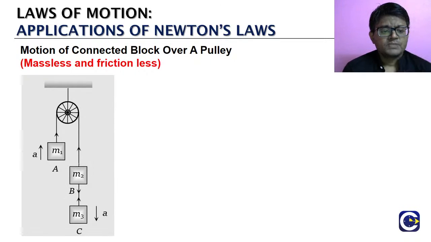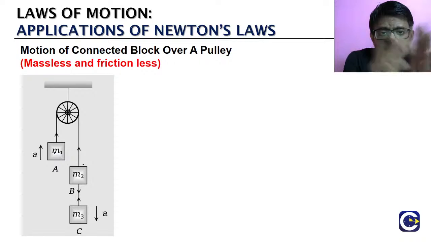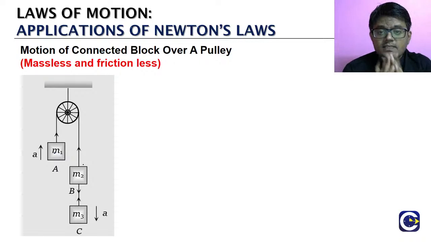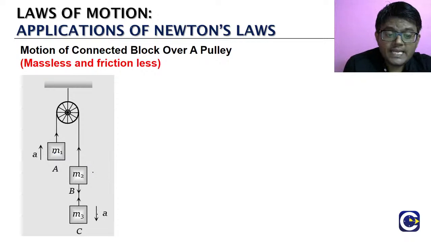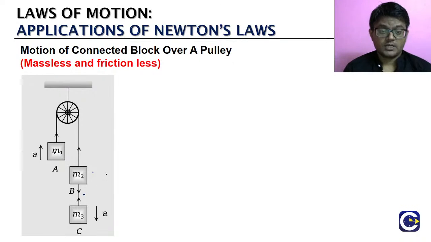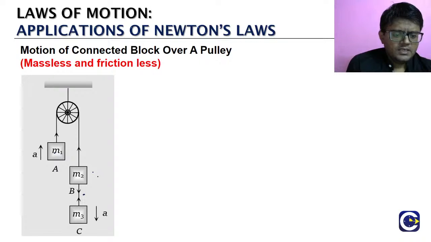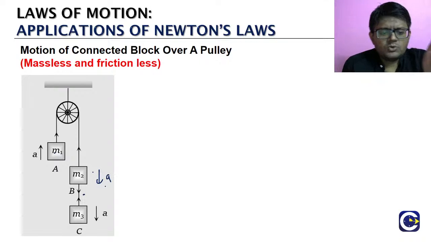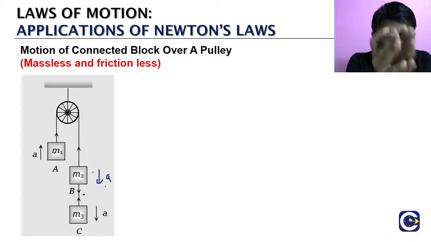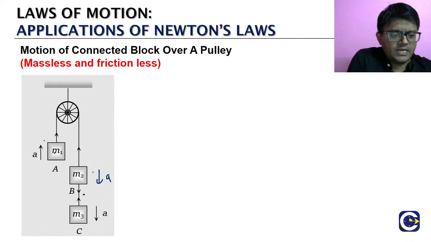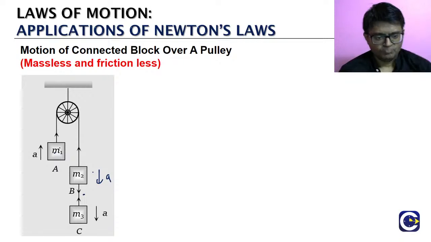See, block A and block B are connected by a rope, which means they will have the same acceleration magnitude. Similarly, block B and block C are also connected by another rope, so they will also have the same acceleration. For example, M2 and M3 on that side are going down across the pulley, and M1 will be going up.